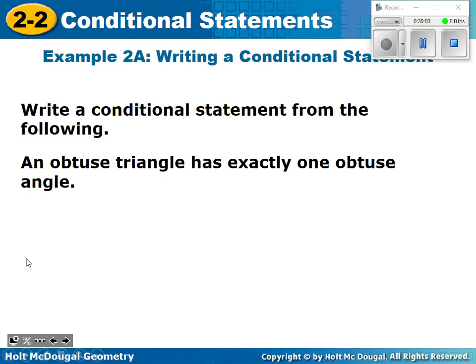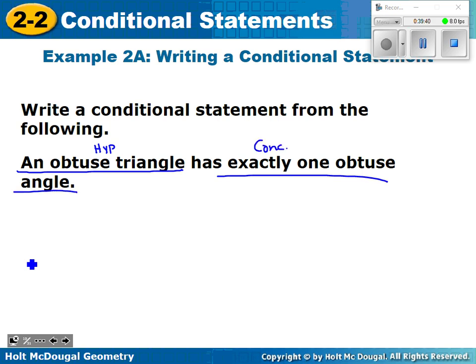Okay, so for example, write a conditional statement from the following. An obtuse triangle has exactly one obtuse angle. Okay, so here's what I usually say. Identify your subject. What is the subject of this sentence? Okay, an obtuse triangle. All right, so that's what we're talking about, an obtuse triangle, and the obtuse triangle has exactly one obtuse angle, right? So this obtuse triangle would be our hypothesis, and the conclusion would be, if it's obtuse, it's going to have exactly one obtuse angle, right?